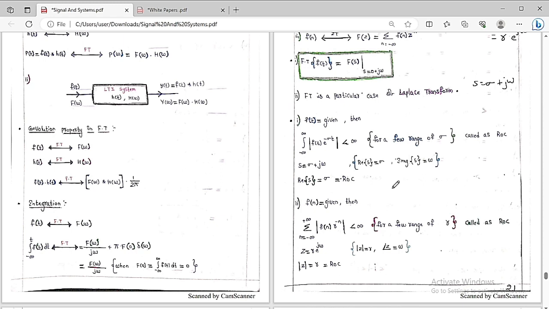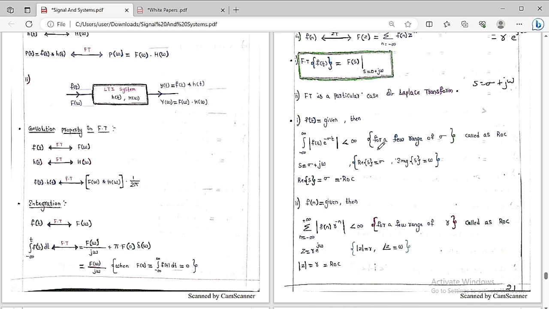As I've already told you, when f of t into the power of minus sigma t is absolutely integrable, then only we can say the Laplace transform exists for a function f of t. This happens only for a few range of sigma, that is called the ROC, where s is equal to sigma plus j omega. Sigma is the real part of s, and omega is the imaginary part of s, and the real part of s is nothing but sigma, which is called the ROC.